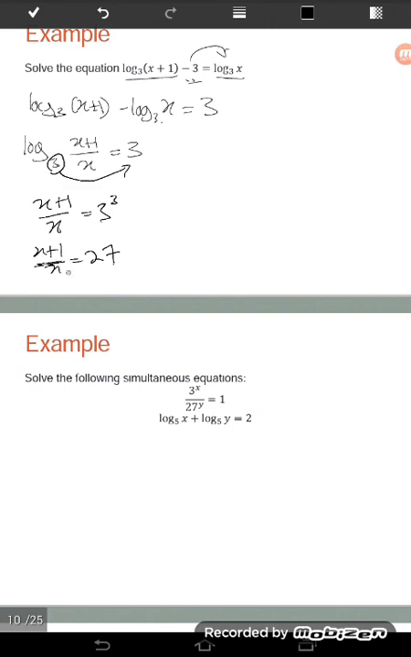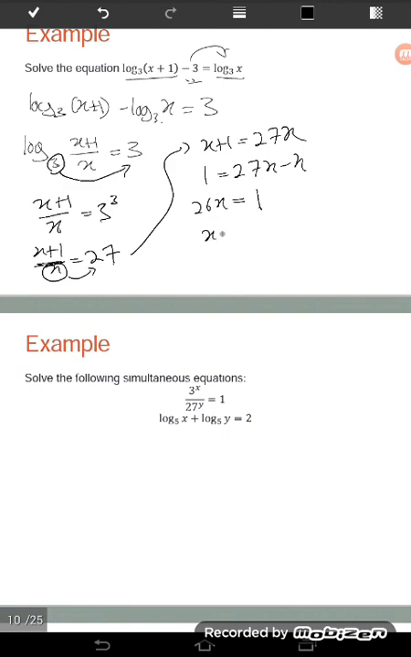Then to solve for x, first we need to bring this denominator to the right. So 27 times by x, which is x plus 1 is equal to 27x. And then collect x, so we will have 1 equal to 27x minus x. So 27x minus x, which is 26x, which is equal to 1. So x is equal to 1 over 26.